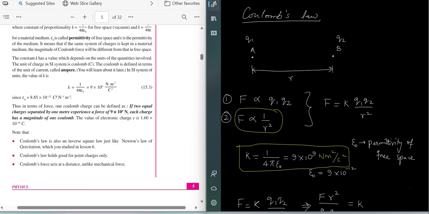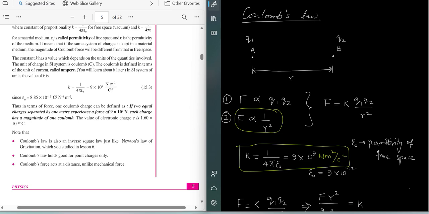And mechanical force like friction operates when the objects are in contact, whereas Coulomb's force is a force which is not acting only for objects in contact. It is actually acting when objects are separated also. So it can act at a distance also. Okay. This is called a field force. Any force which acts between two objects separated by certain distance is a field force. Gravitational force is also a field force. Electrostatic force is also a field force.